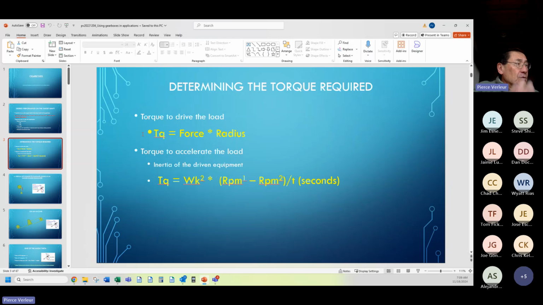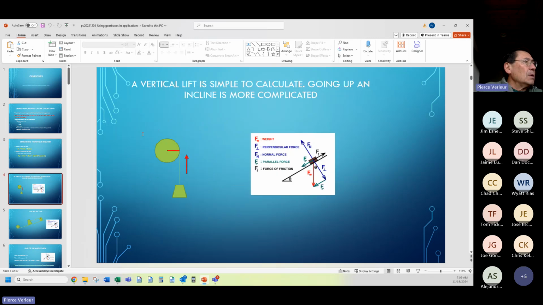The torque to accelerate the load is going to require the inertia of the system. This is often very difficult to obtain in the conversation with the end user that you're dealing with, but it must be required to do the numbers. And by the way, we focus on the numbers here. We don't take guesses. We try to quantify everything to get an accurate gearbox that's not too expensive.